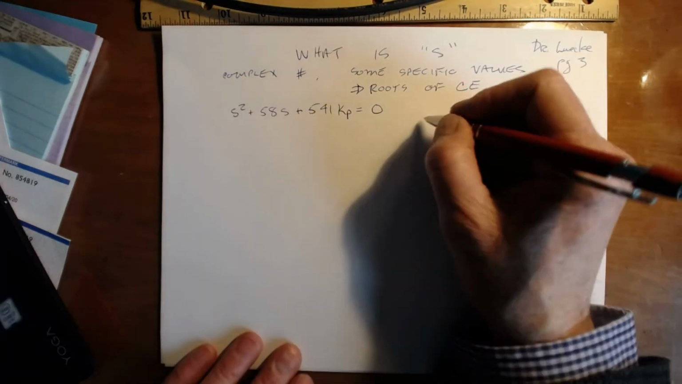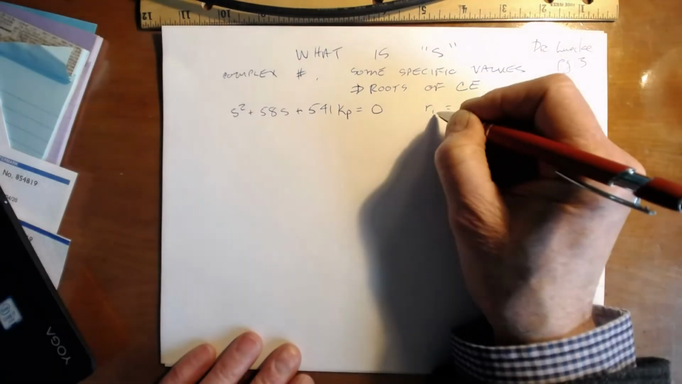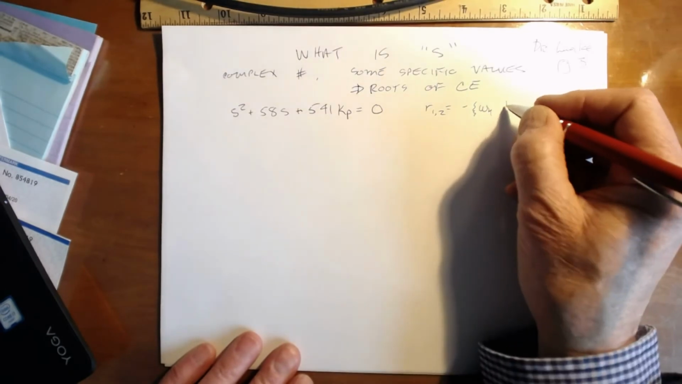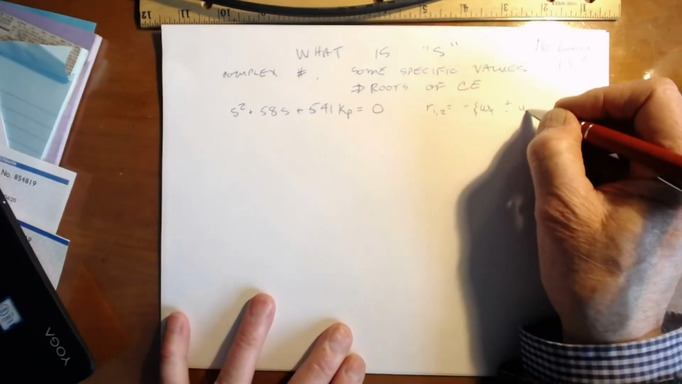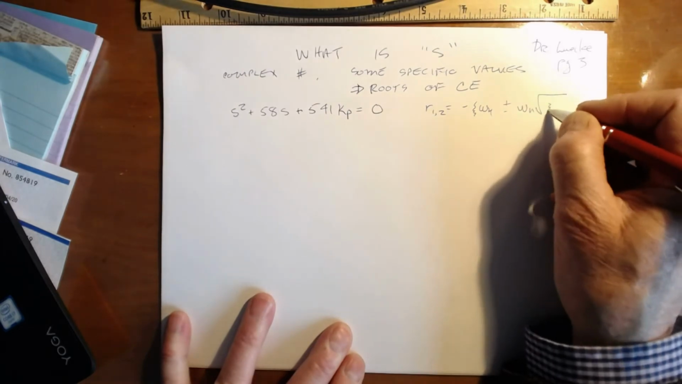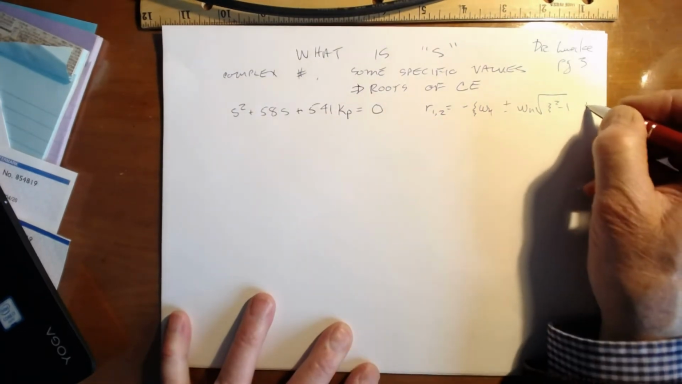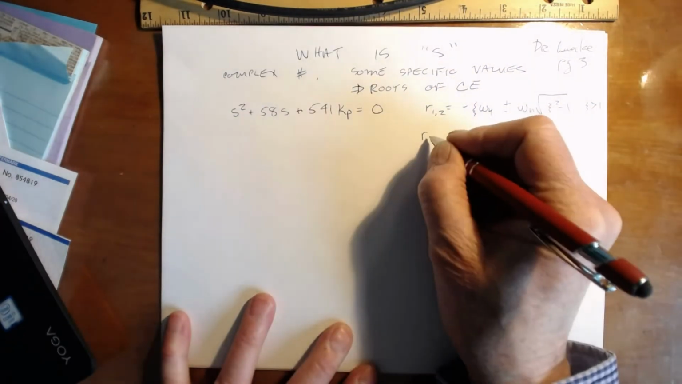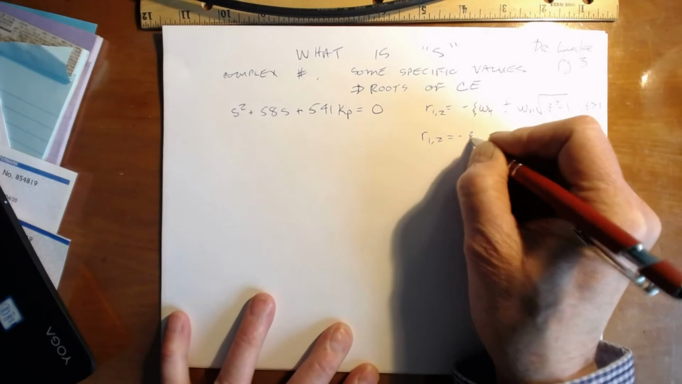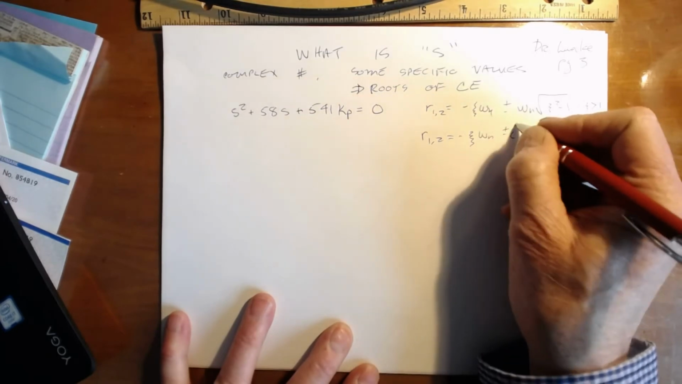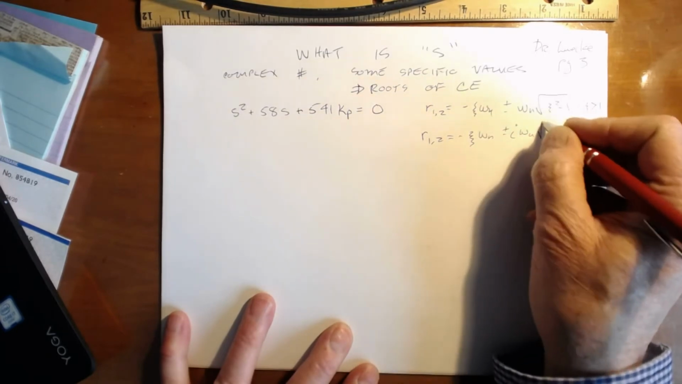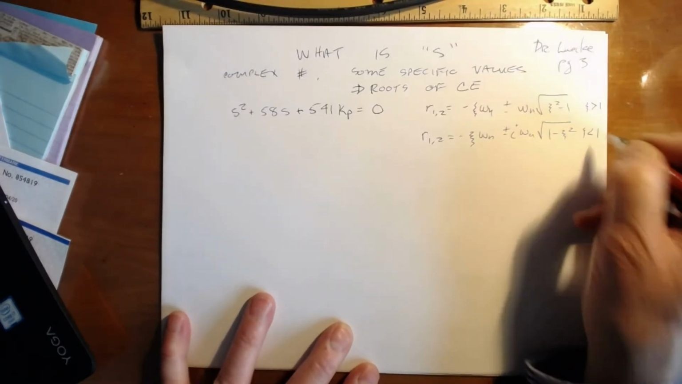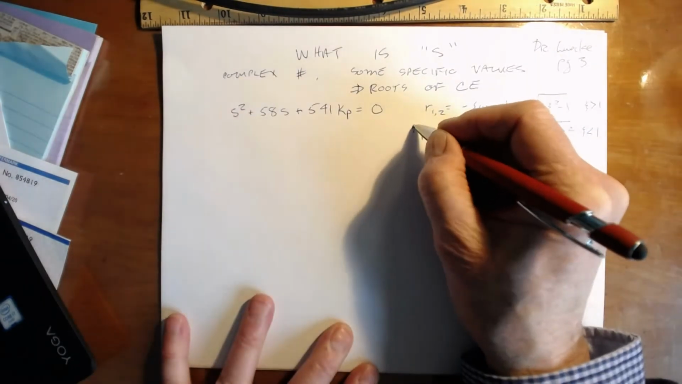We know that roots 1 and 2 are equal to minus zeta omega n plus or minus omega n square root of zeta squared minus 1. This is if zeta is greater than 1. Or we can say that r1 and 2 are equal to minus zeta omega n plus or minus i omega n square root of 1 minus zeta squared. This is if zeta is less than 1. I'm going to put an asterisk by this one because this is the most interesting case.